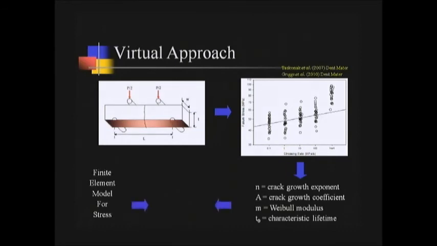And then we can use finite element modeling. This is where the virtual part comes in. Finite element modeling to calculate a stress distribution in the restoration and put all that information together. Now we have the initial flaw size, the critical flaw size, and the rate that it's going to grow from one to the other. And we can calculate how long it will take to get there.